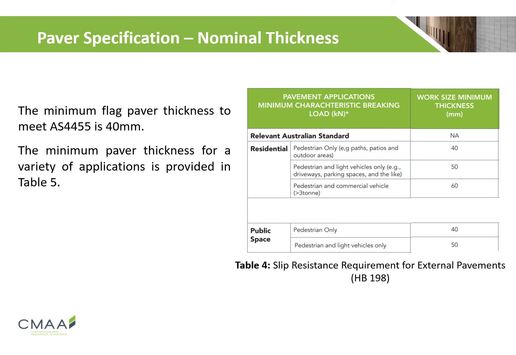For our example, we are designing a public space pavement, subjected to both pedestrian and light vehicle activities. Hence, a minimum thickness of 50 mm is required.